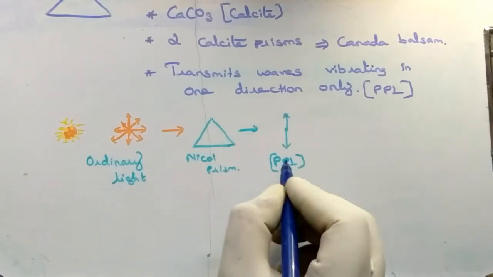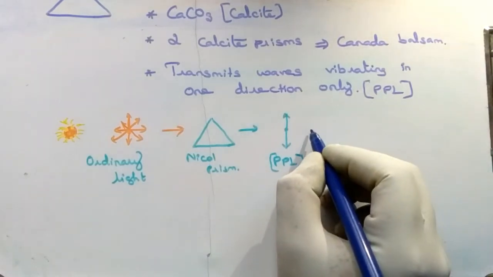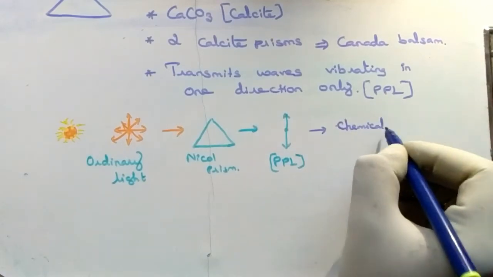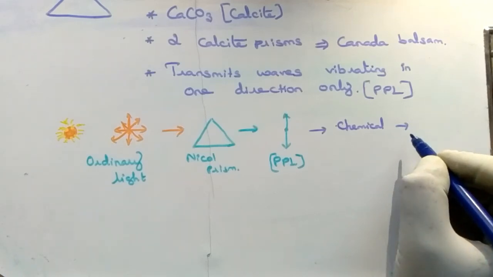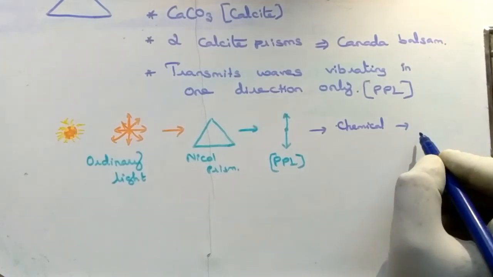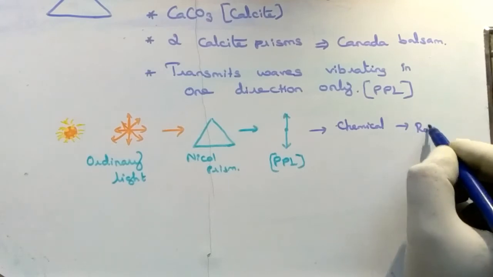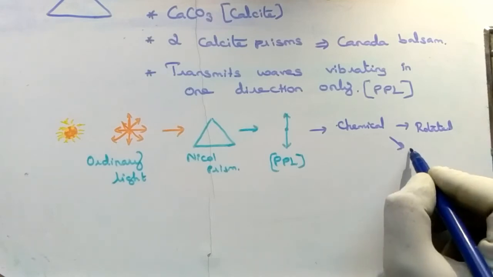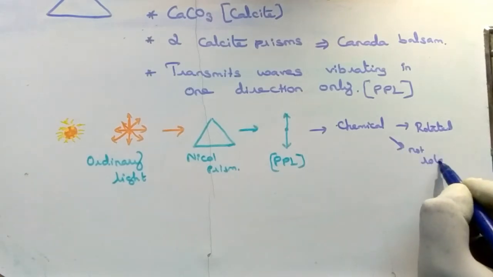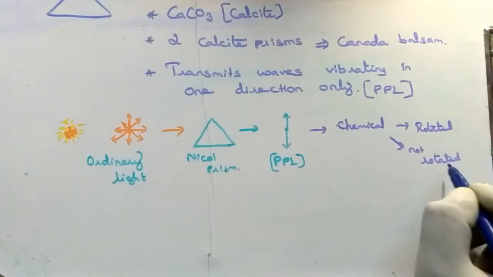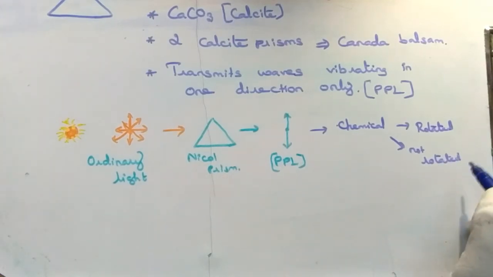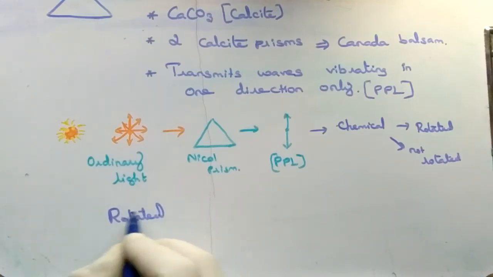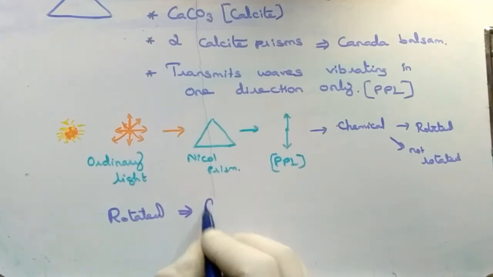If the plane polarized light passes through a chemical compound, then we may get two types of results. The plane polarized light may be rotated or may not be rotated, based on the nature of the chemical compound. If the plane polarized light is rotated, then the sample is called an optically active compound.